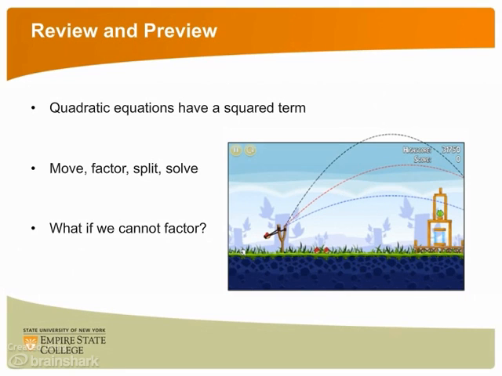The distinguishing feature of a quadratic equation is that the highest order variable term is squared. To solve by factoring, move all the information to one side of the equal sign. So you have something of the form ax squared plus bx plus c equal to 0. Factor the quadratic. Split those factors into separate equations, which you then solve.